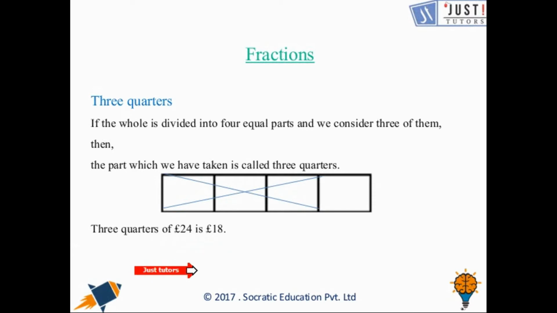So if we divide 24 pounds into 4 equal parts, we will get 6 pounds in each one. And if we take 3 sixes together, we will get 18 pounds. So that's how we find 3/4 of any amount.